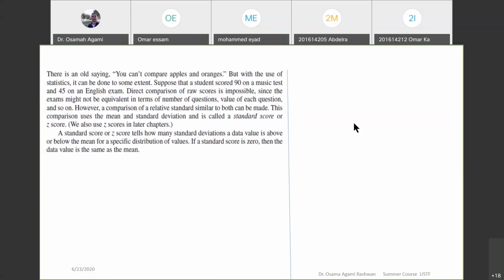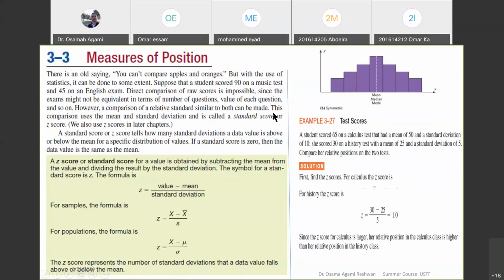Now let's go for the third type of measurement, which is the measurement of position. Position from where? Position from a standard. Which is a standard? The mean. Thank you, Doctor. Now we will go for the measurement of position. What does it mean, position? Position to the right or to the left of the mean, right?